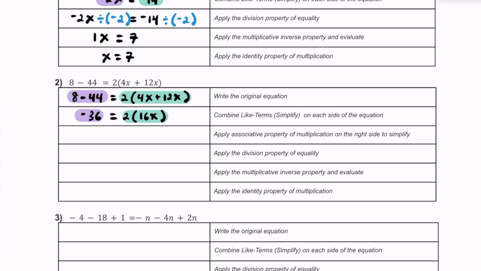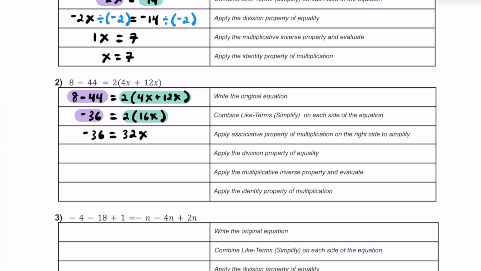It says to apply the associative property of multiplication on the right side. So what does that mean? Well, right now 16 and x are multiplied together. If we apply the associative property, we can move the parentheses, the grouping symbol, over here to simplify this. So we're going to get negative 36 is equal to 2 times 16. If you apply the associative property, it moves over, and then you can evaluate that to make 32x here.